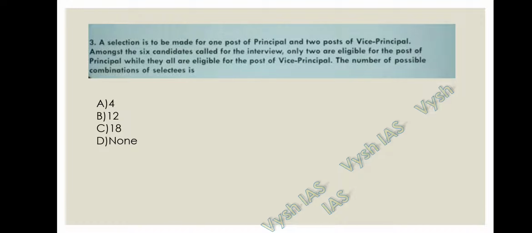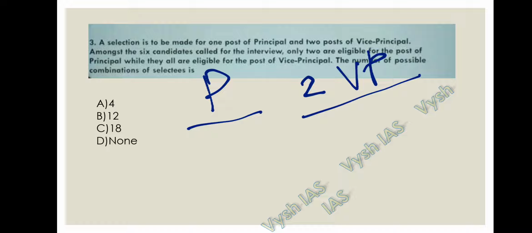A selection is to be made for one post of principal and two posts of vice principal. Amongst the 6 candidates called for the interview, only 2 are eligible for the post of principal, while all others are eligible for the post of vice principal. The number of possible combinations of selectees is... Okay, they have given that there is 1 post vacant for principal and 2 posts vacant for vice principal, and there are 6 candidates coming for the interview. But there are only 3 posts, that is 1 compulsory for the principal and 2 compulsory for the vice principal.